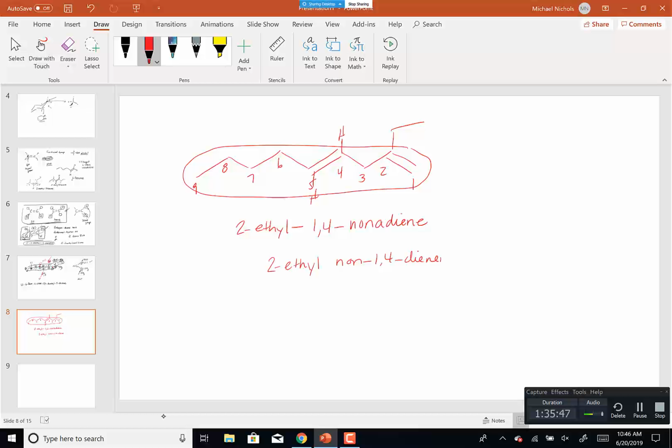So this carbon has what attached to it? Number 5. It's got a non-hydrogen group and a hydrogen group. What's 4 have? A hydrogen group and a non-hydrogen group. So I could use cis or trans for the 4,5 double bond. So you can either say cis or trans, or you can call it trans or E, your choice.